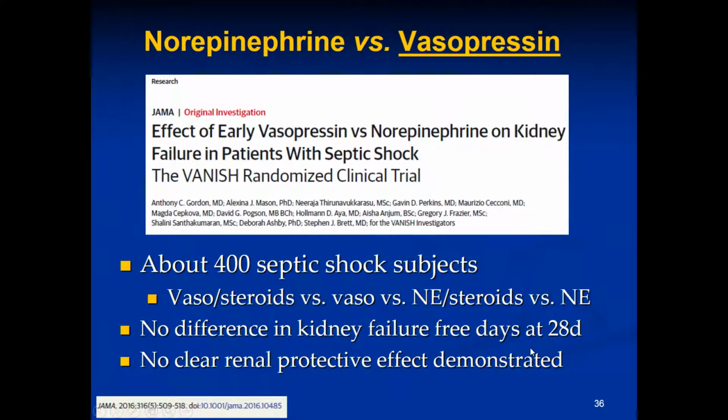And then an additional trial that has come out since that time, following up on this question of whether there's a subgroup of patients or a sub-phenotype that might benefit from vasopressin. This particular trial has been highly discussed and is still being analyzed for some of the sub-endpoints. They examined about 400 septic shock patients, and they looked at vasopressin plus steroids versus vasopressin versus norepinephrine plus steroids versus norepinephrine. So it was a complicated trial trying to look at an intersection of benefit between vasopressin and steroids, in particular at kidney failure-free days. And there was no difference in this trial, and it was not obvious that there was a clear renal protective effect observed in this trial.